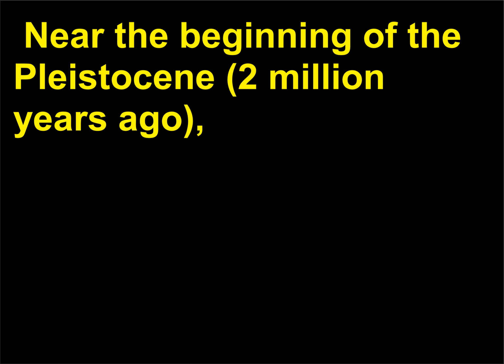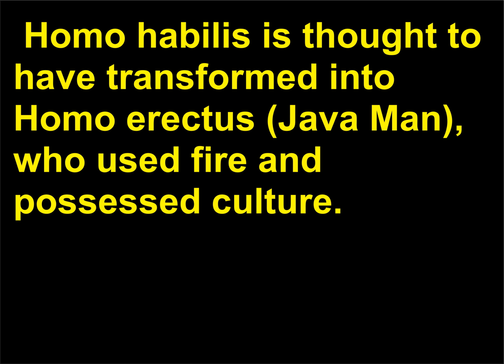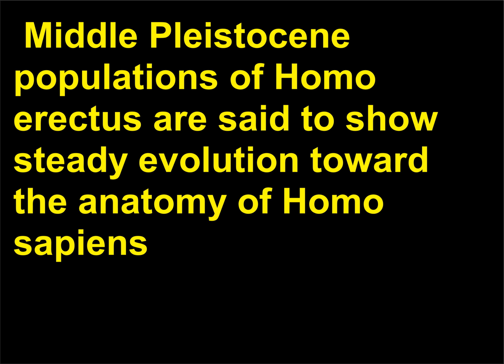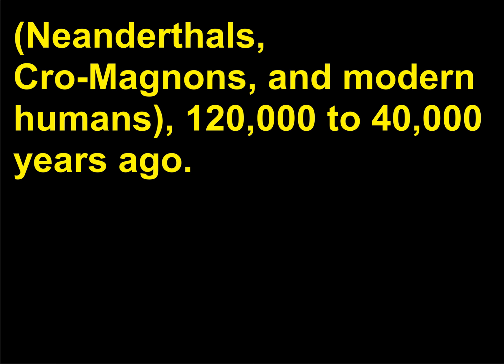Near the beginning of the Pleistocene, 2 million years ago, Homo habilis is thought to have transformed into Homo erectus, Java man, who used fire and possessed culture. Middle Pleistocene populations of Homo erectus are said to show steady evolution toward the anatomy of Homo sapiens: Neanderthals, Cro-Magnons, and modern humans, 120,000 to 40,000 years ago. Pre-modern Homo sapiens built huts and made clothing.